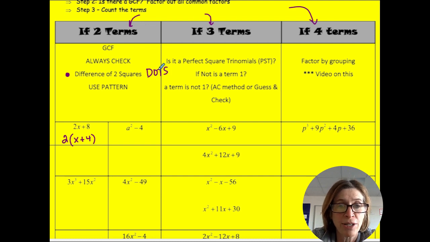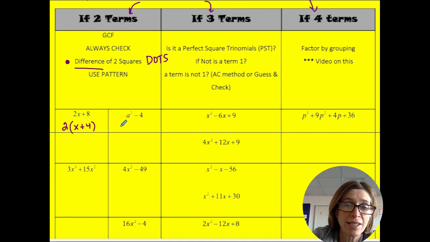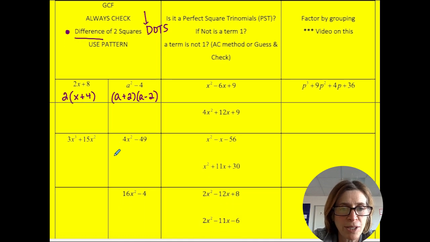Dots, the factor pattern, is when both terms are perfect squares and there's a difference, meaning they're being subtracted. So in this case, a squared minus 4. So a squared minus 4 is 2 terms, they are perfect squares, and they are being subtracted. So we could factor that into a plus 2 and a minus 2. One thing to always remember is that dots means that the factors are different. They're not the same.